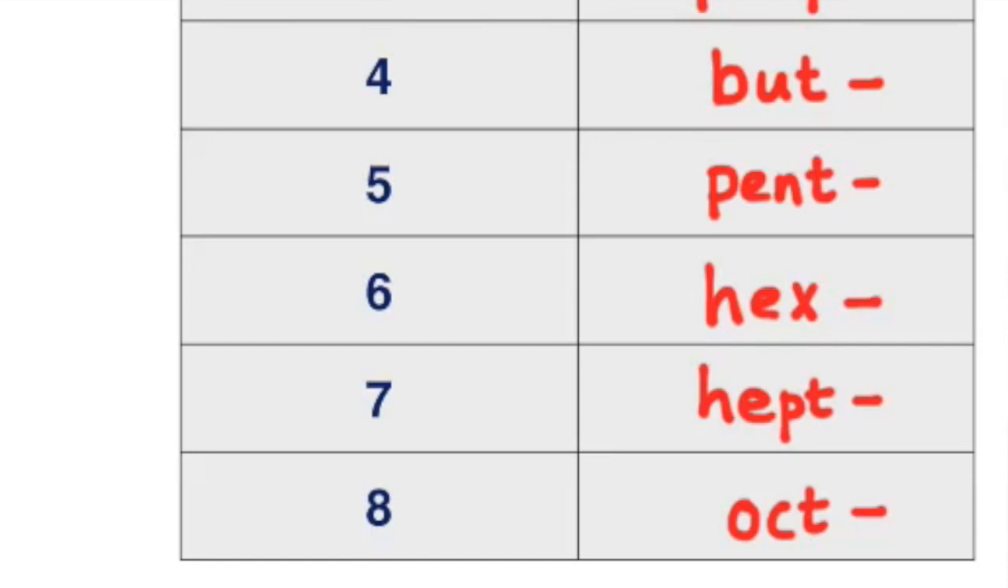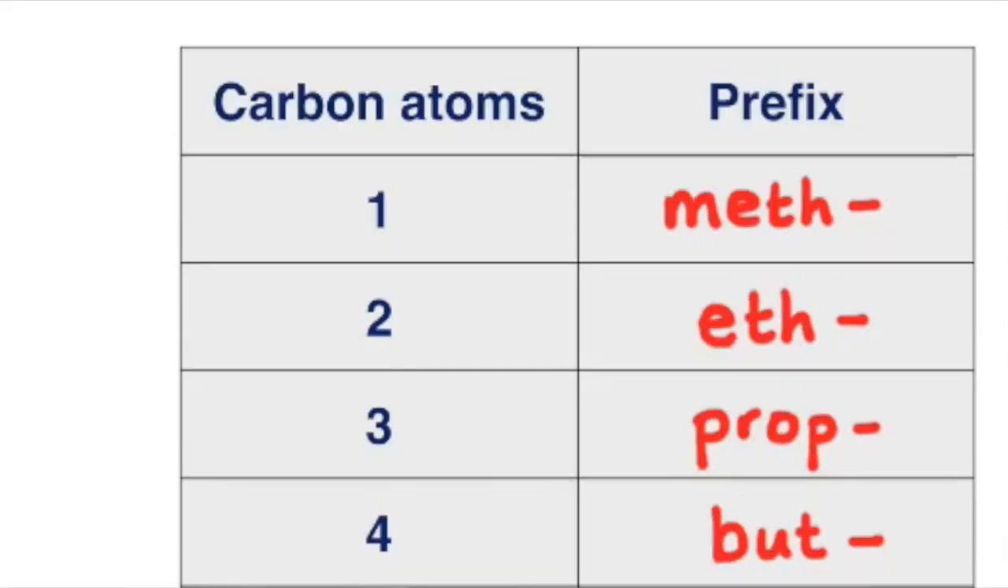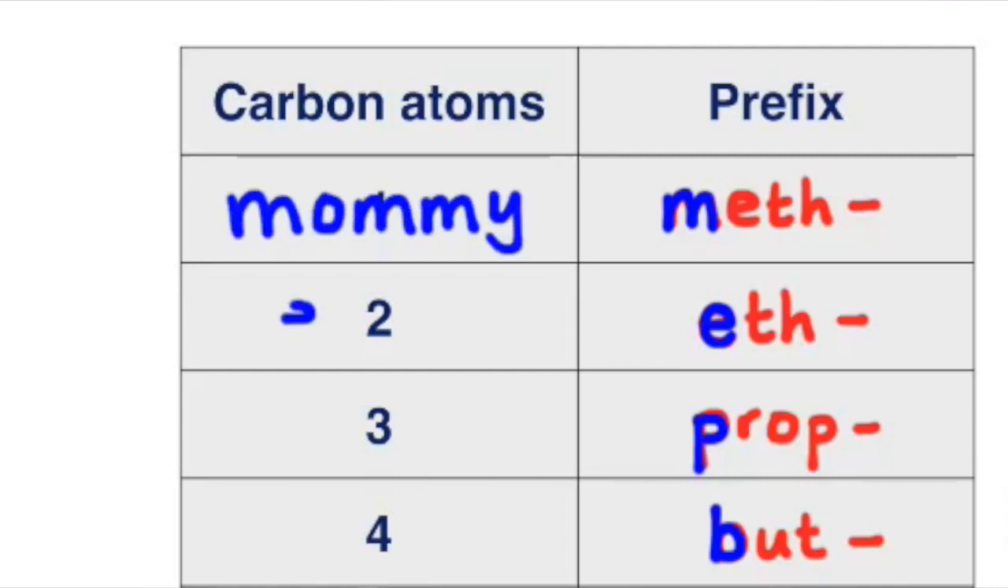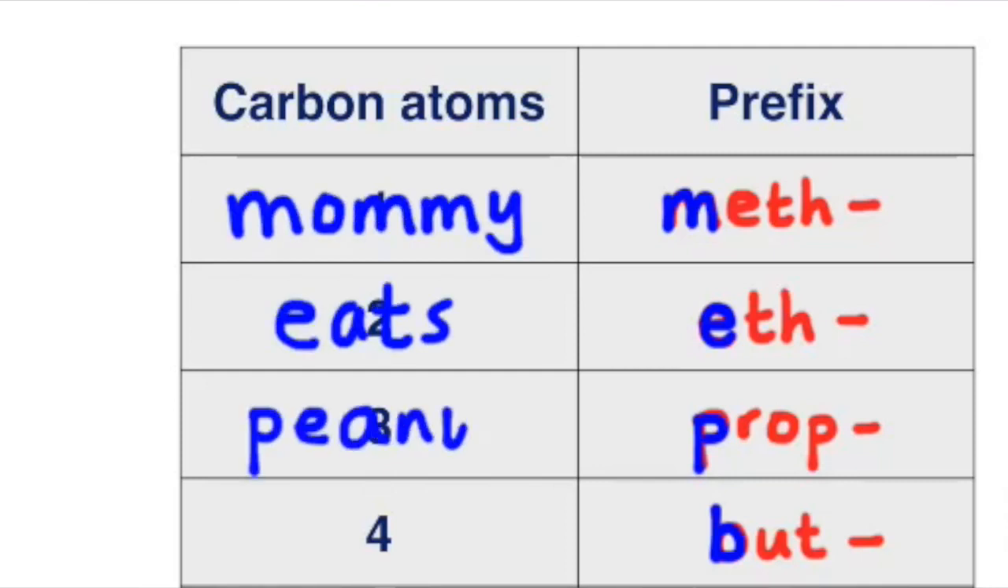Now I think from pent onwards, they're relatively easy to remember because they link in with your math syllabus. But for me, those first 4 are difficult to remember. And so I make up a little rhyme with the first letters of each of them, M, E, P, and B. When I was at school, our teacher gave us this little rhyme, Mommy eats peanut butter. If you don't like that one, make up your own one. Anyone that gives us M, E, P, and B for meth, eth, prop, and but.